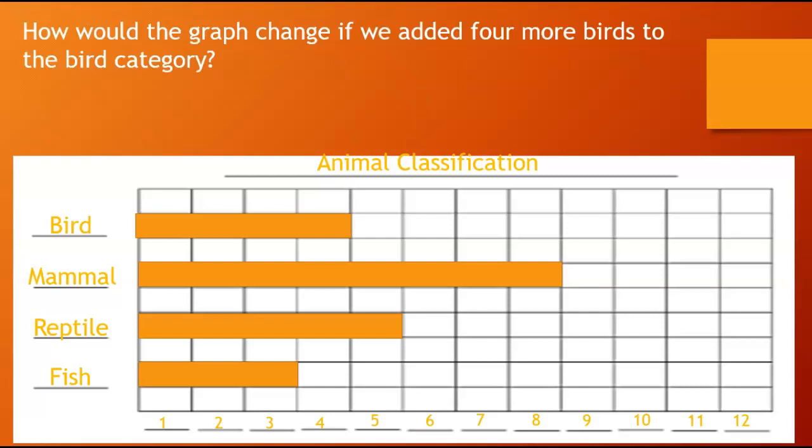Next one. How would the graph change if we added 4 more birds to the bird category? So how many birds do we have here? Let's see. We got birds here. Let's go across and go down. How many do we have? 4. And if we added 4 more, are we going to add or subtract here? We're going to add. So we're going to add 4 more. What is 4 plus 4? 8. Good job.